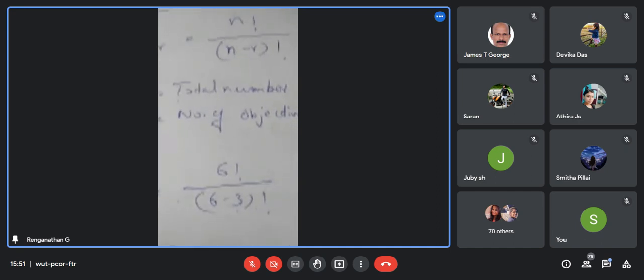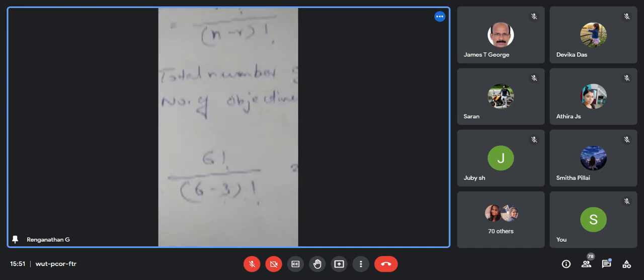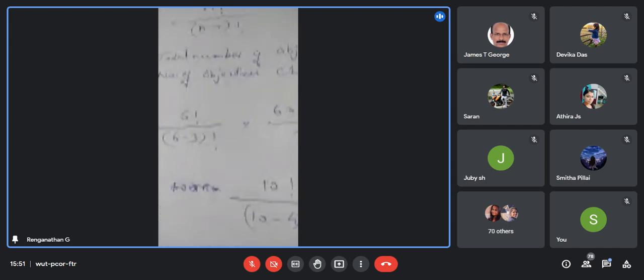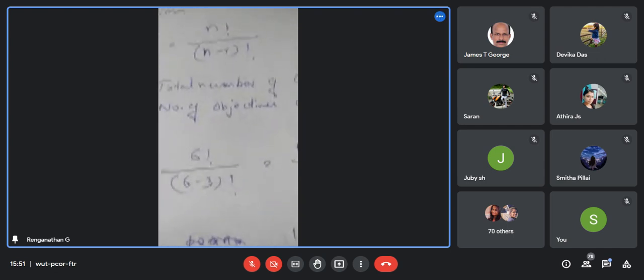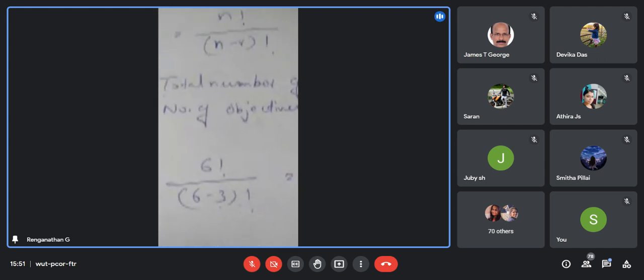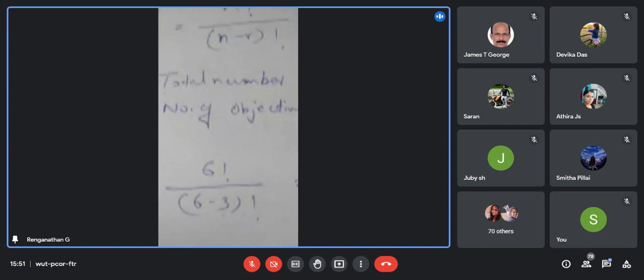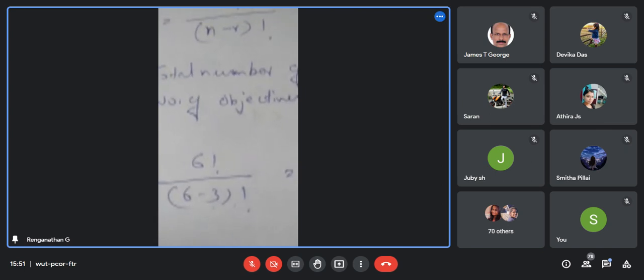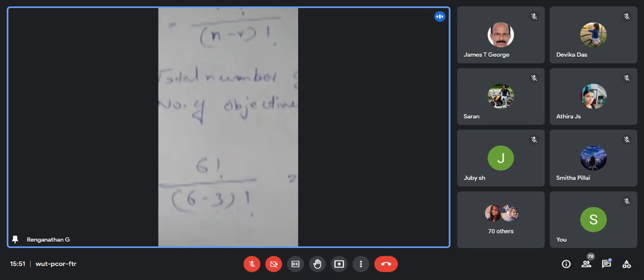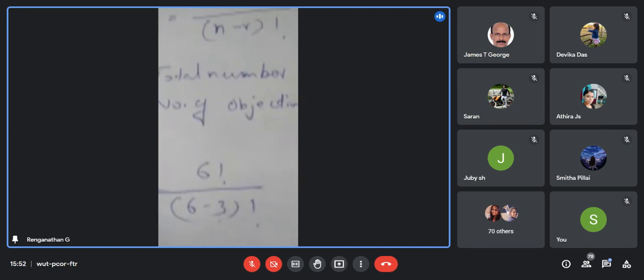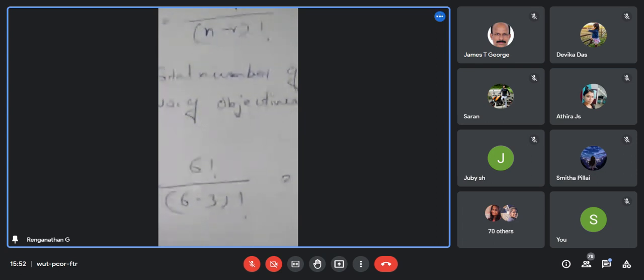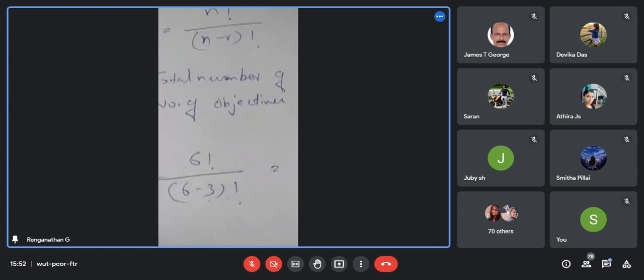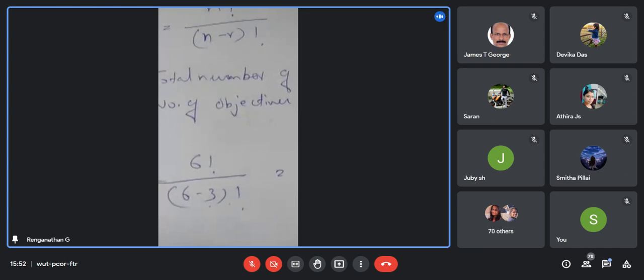Write down another question. In how many ways can 10 seats be occupied by 4 students?